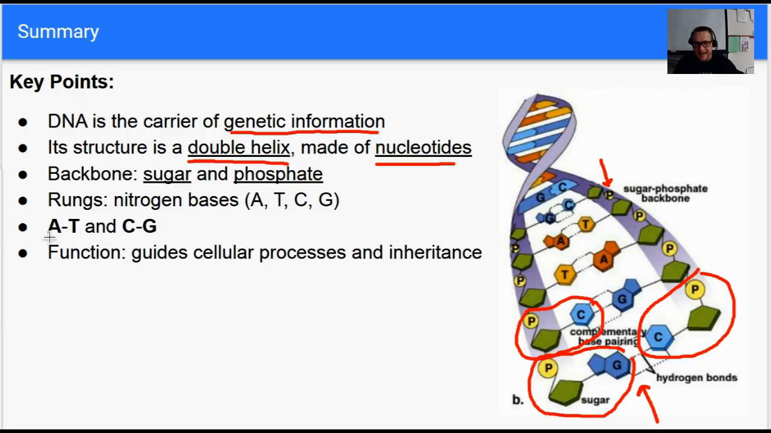Remember, do not forget, adenine or A always bonds with thymine or T, and cytosine or C always bonds with guanine or G. So you can see right here, if there's a T on this side, there's going to be an A on that side. If there's a G on the left, there's going to be a C on the right. And remember, it guides your cellular processes and your inheritance. That means you got your DNA from your parents, half from your mom, half from your dad.